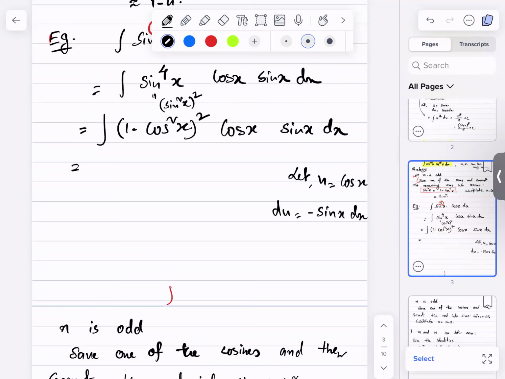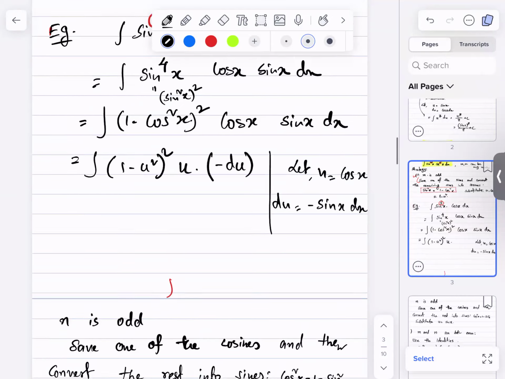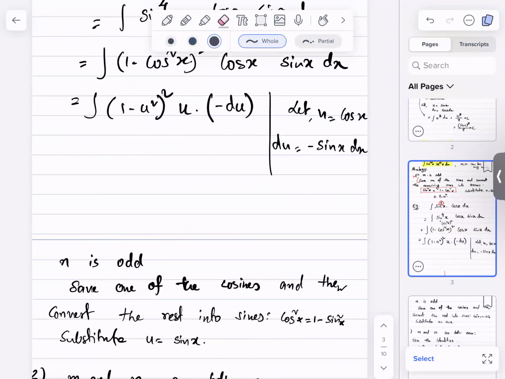Right? So therefore, this becomes the integration of (1 minus u square) whole square. And then you have one more u there. And sine x dx is minus du, right? So I have minus du there. Okay, cool. So this is 1 minus 2u square plus u to the 4 times u du.